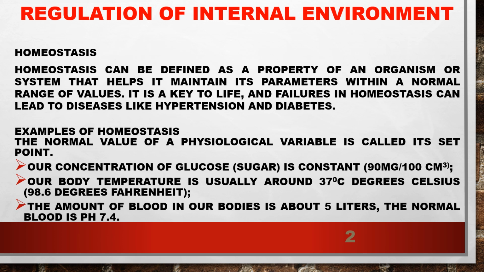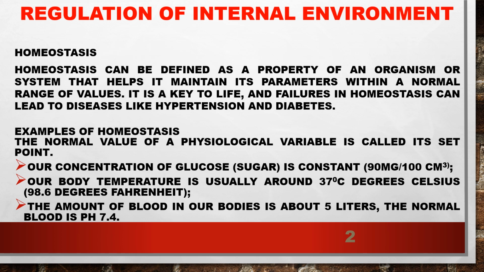Our internal system, the parameters in our body, and these parameters or body parameters referred to as concentration of glucose, amount of water in the body, body temperature, volume of the blood, vitamin content. All these parameters are supposed to be kept within a narrow limit for normal physiological function of the organism.